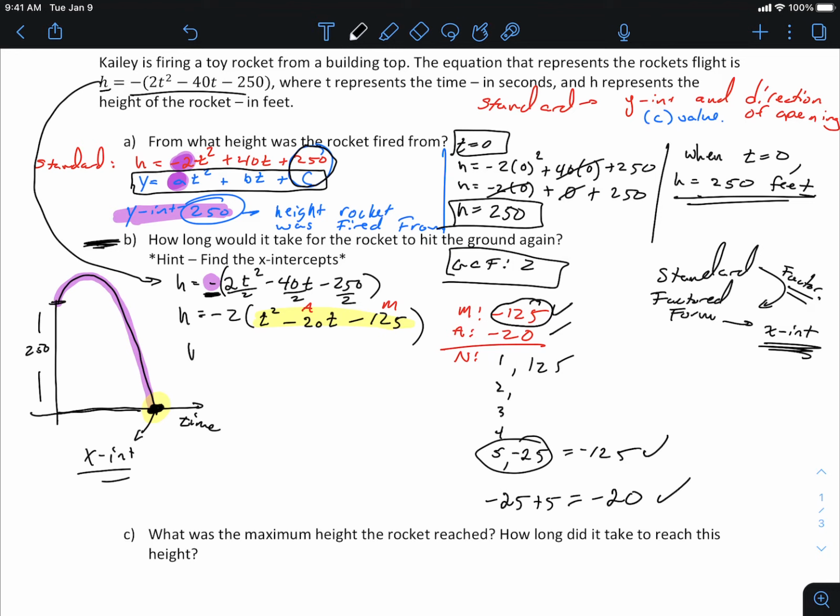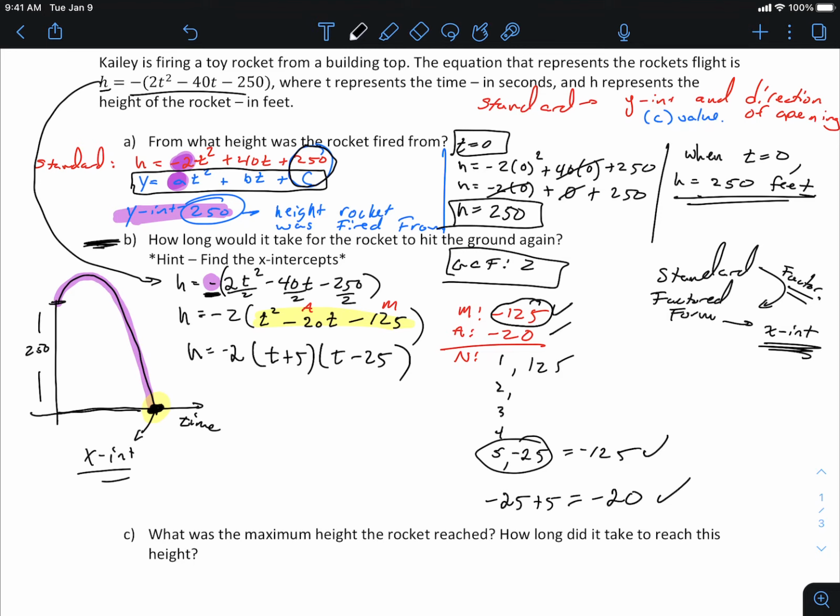You go h equals negative 2 times t plus 5, t minus 25. Oh, plus 25, sorry. No, I was right, sorry. I'm thinking about something else. I'm one step ahead of you guys.